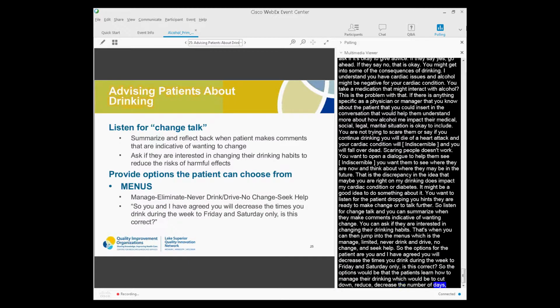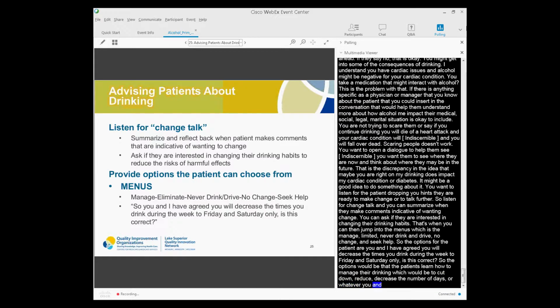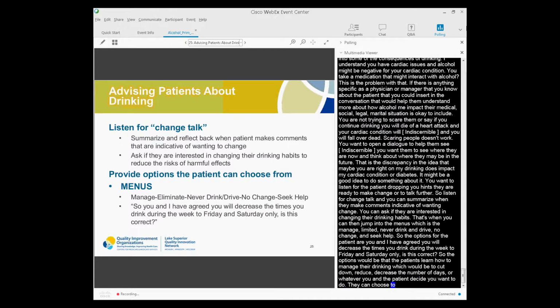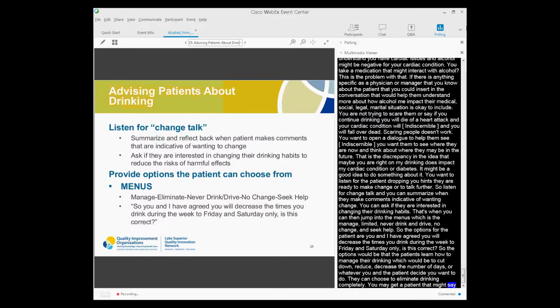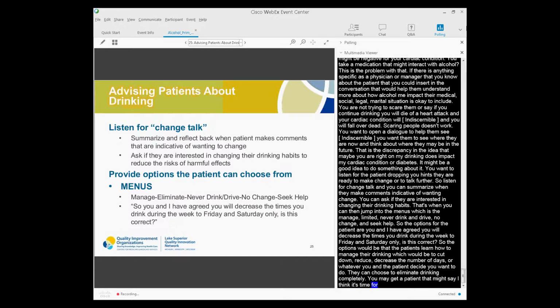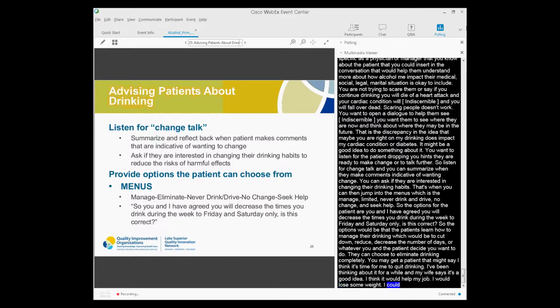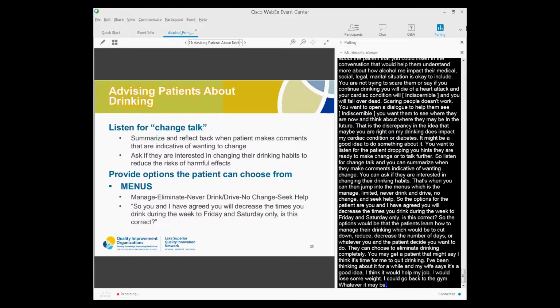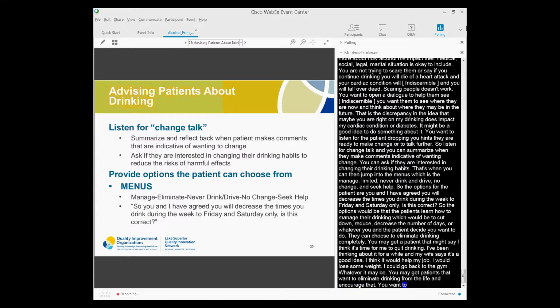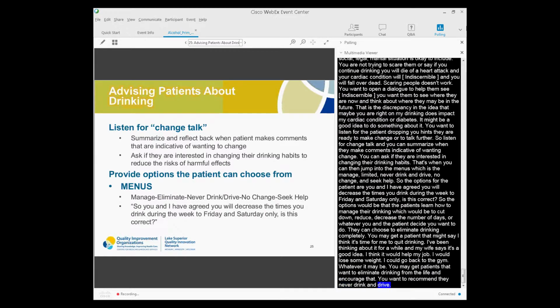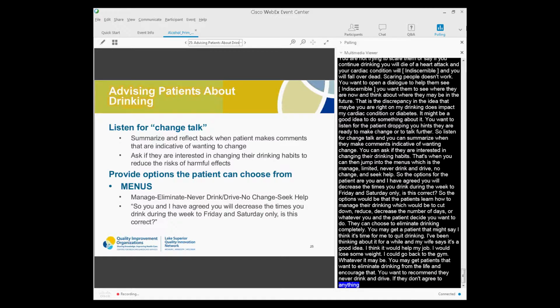They can choose to eliminate their drinking completely. You may get a patient who says, hey, I think it's time for me to quit drinking. I've been thinking about it for a while. My wife says it's a good idea. I think it would help my job. It would help me lose some weight. I could go back to the gym, whatever it may be. You may get patients that want to eliminate drinking from their lives. Encourage that too. You always want to recommend that they never drink and drive. If they don't agree to anything, suggest that they don't drink and drive, for the obvious reasons.